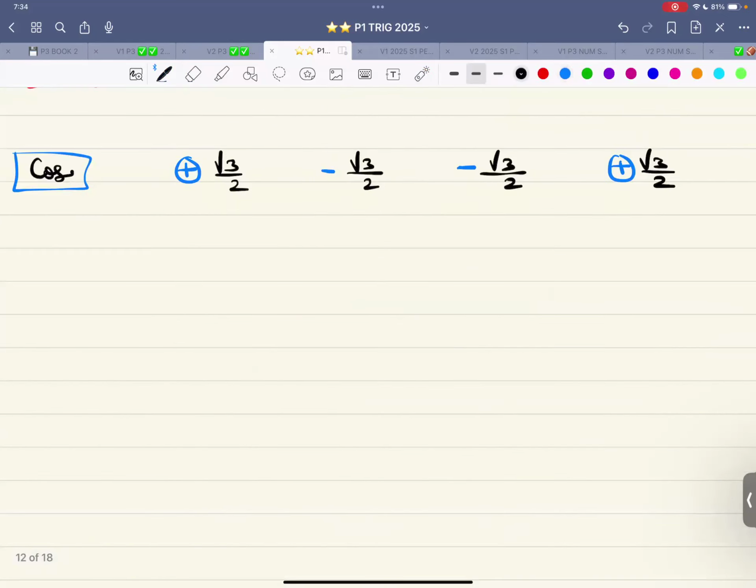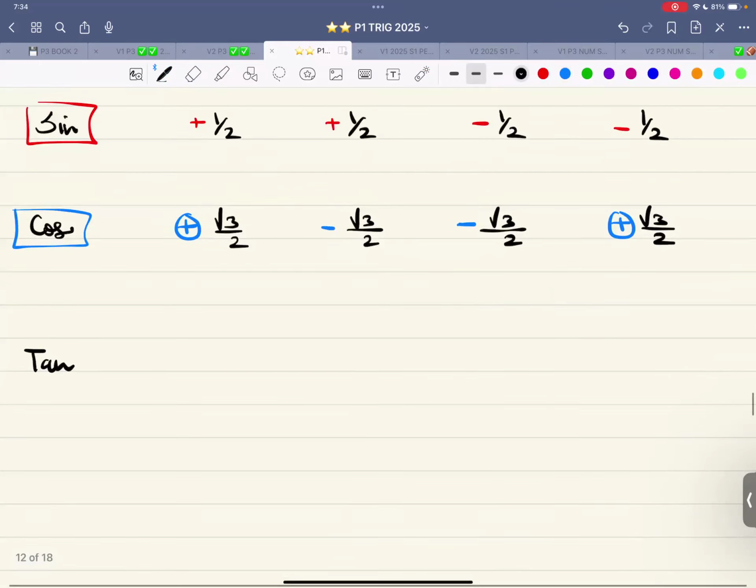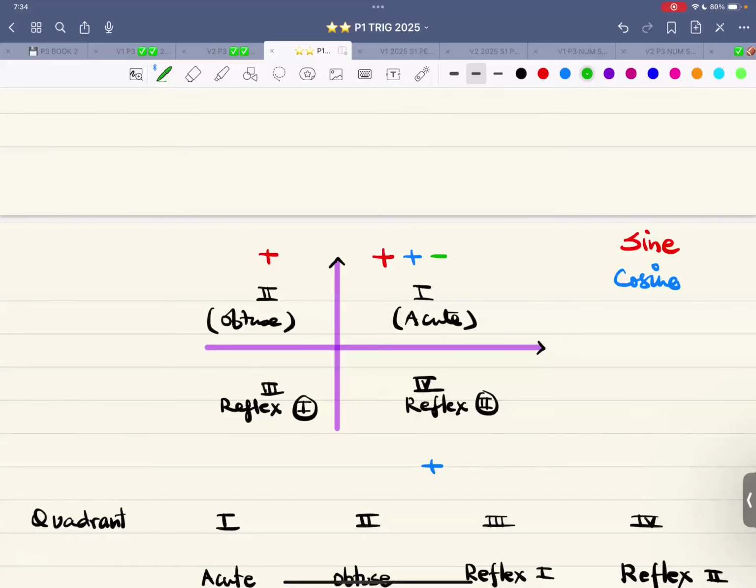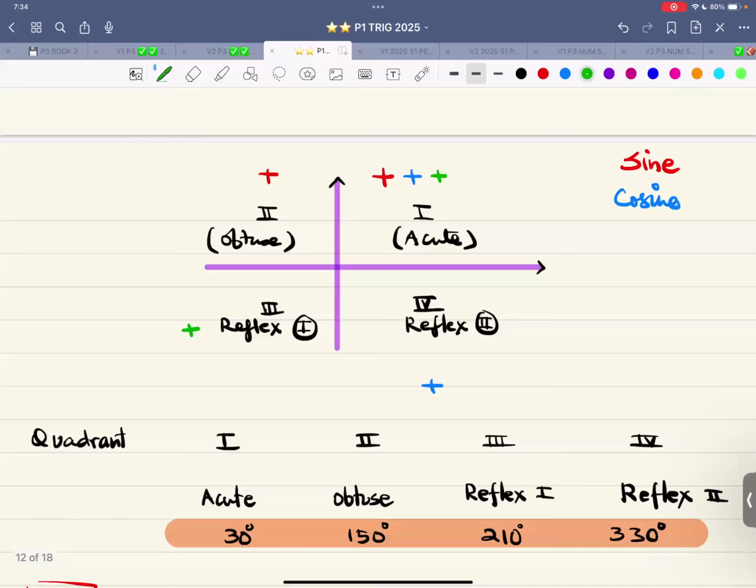Let me talk about tangent. Tangent of 30 degrees is 1 over root 3. It's the same ratio, and there is a particular reason for that. Tangent is positive in the first and third, negative in the second and fourth. I'm just labeling the positive ones. So when we talk about the first quadrant, all ratios are positive.